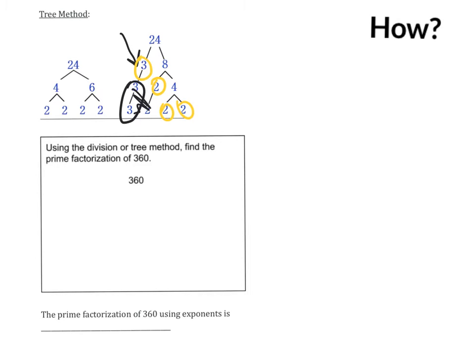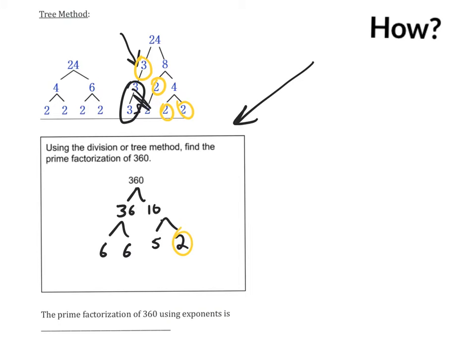So in your notes packet, why don't you practice using the division or the tree method to find the prime factorization of 360. Give it a shot, and then write your final answer right here. So you would start off maybe by saying, okay, 360, so 36 times 10. It doesn't matter which factors you pick as long as you keep breaking them down. 6 times 6. 5 times 2. Okay, those are prime.